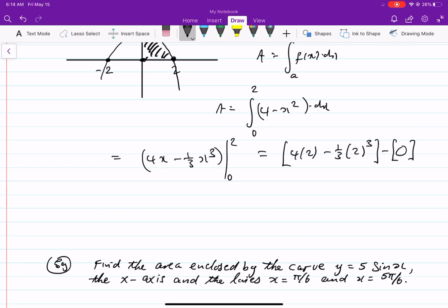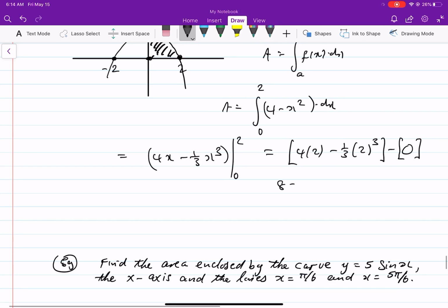If I plug in my lower limit, I will get 0 everywhere. So let me reinforce that by putting the 0. So this is 8 minus 8/3. 24 minus 8 is 16, so 16/3. So that area that you're looking for is 16/3 units squared.